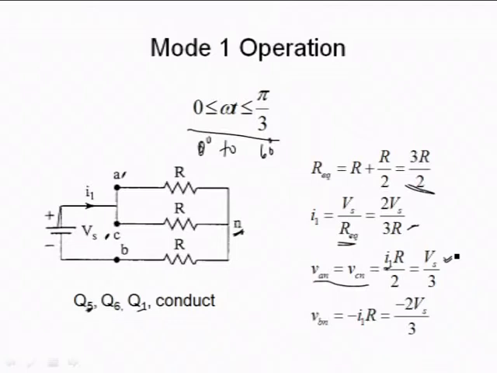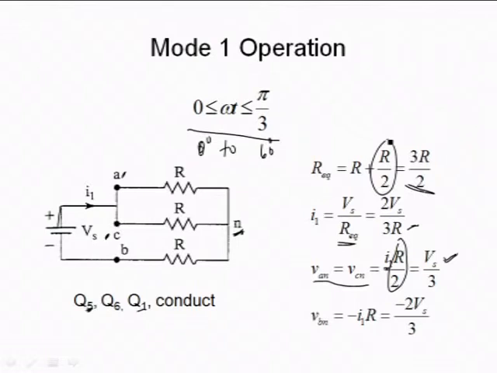How did we get Vs by 3? The voltages VAN and VCN are equal because they are in parallel. The equivalent resistance here is R by 2, multiplied by I1. VCN is equal to current into resistance, I1 into R by 2. How did we get R by 2? Two resistances R and R connected in parallel give an equivalent resistance of R by 2. So VAN is equal to VCN, which is equal to Vs by 3.